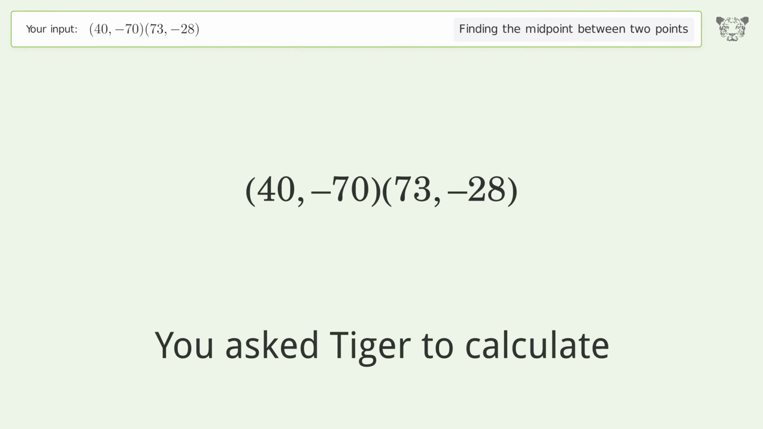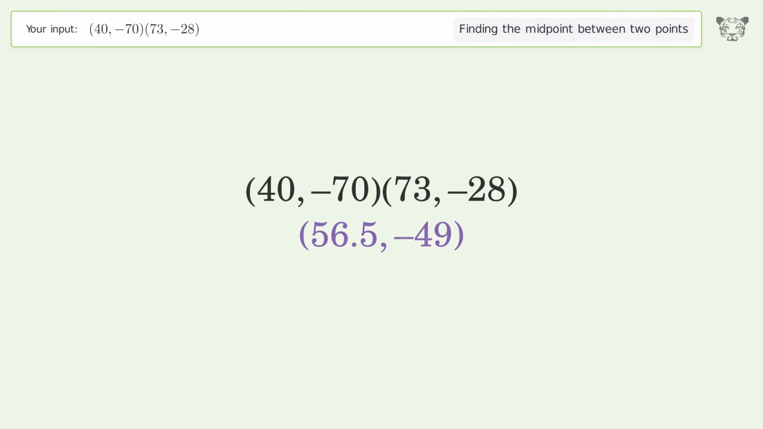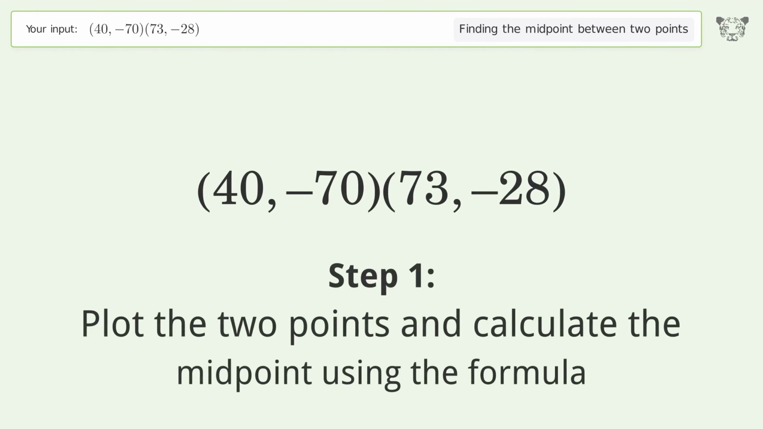You ask Tiger to calculate. This deals with finding the midpoint between 2 points. The midpoint between the 2 points is 56.5, negative 49. Let's solve it step by step. Plot the 2 points and calculate the midpoint using the formula.